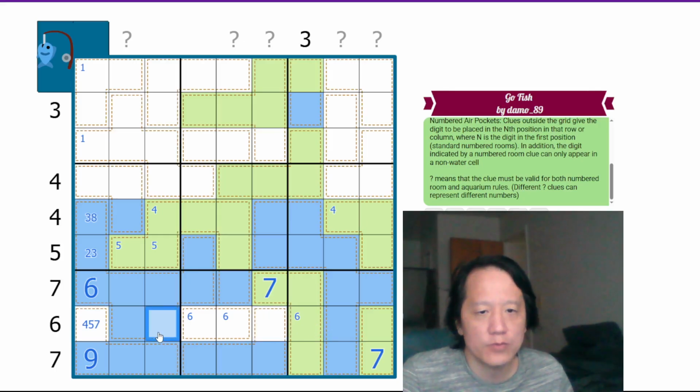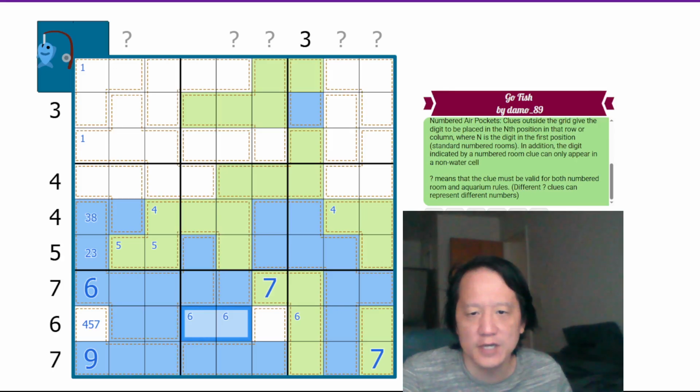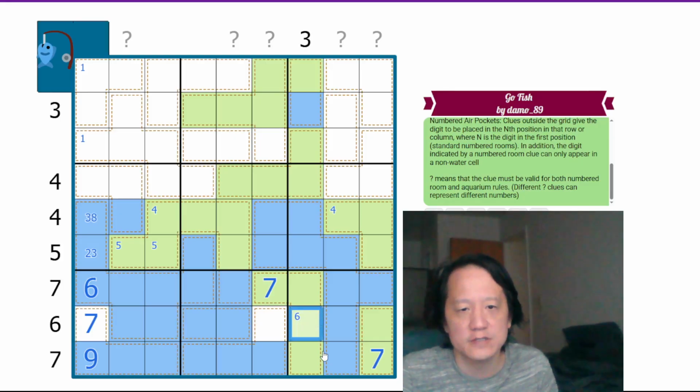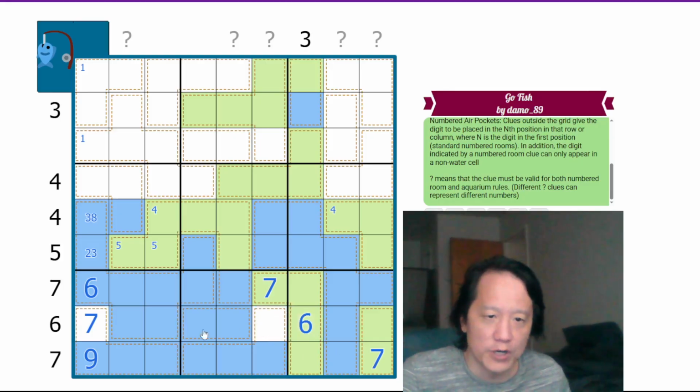We have 1, 2, 3 cells that are water. These can't by themselves form enough waters for row 8. So we have to have water guaranteed in these 2 cells, which means 6 cannot be here. Therefore, this must be a 7, which has a 6 there. And 1 out of these 2 is water, but we don't know which.